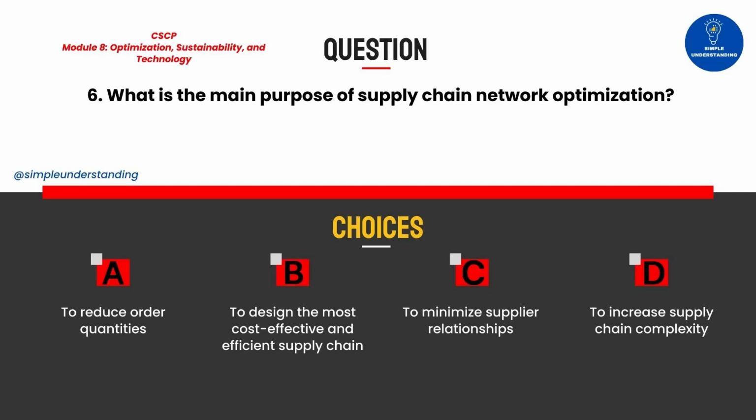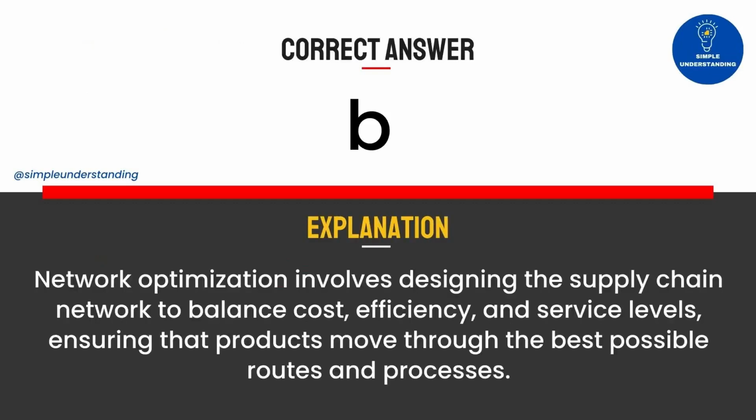6. What is the main purpose of supply chain network optimization? A. To reduce order quantities. B. To design the most cost-effective and efficient supply chain. C. To minimize supplier relationships. D. To increase supply chain complexity. Correct answer: B. Explanation: network optimization involves designing the supply chain network to balance cost, efficiency, and service levels, ensuring that products move through the best possible routes and processes.